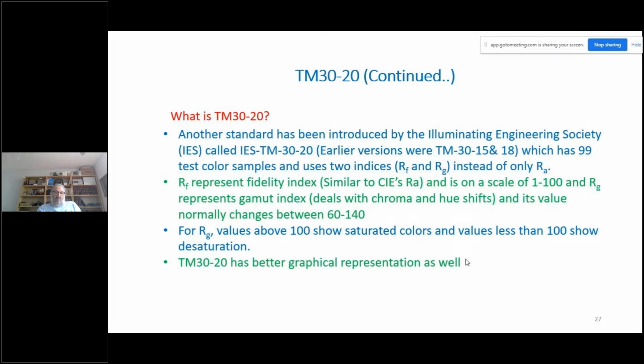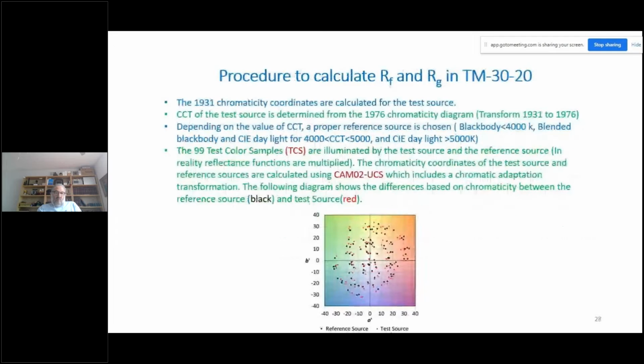So RF is the fidelity index, which is very close to the CIE's RA on a scale of 1 to 100. And RG is the gamut index. It deals with chroma and hue shifts. Its value normally changes between 60 to 140. So for RG values over 100, it shows saturation, and below 100 shows desaturation. TM30 also has better graphical representations that CIE's standard doesn't have. So you can look at the graphical representation and immediately understand the performance of the light source.